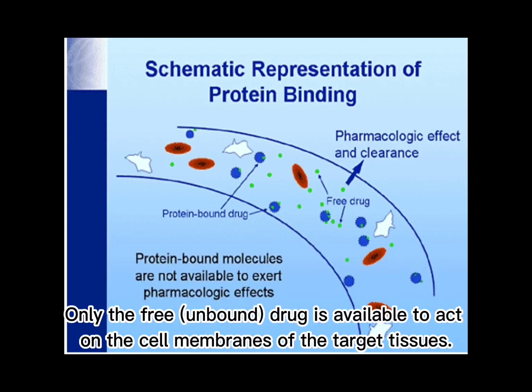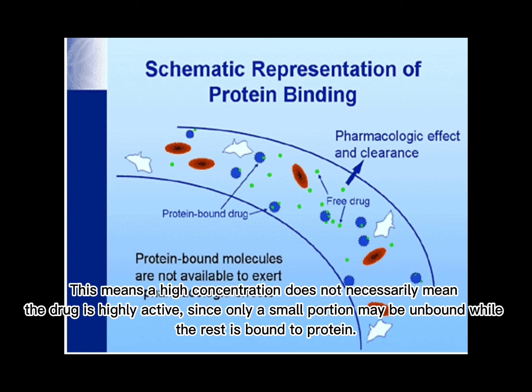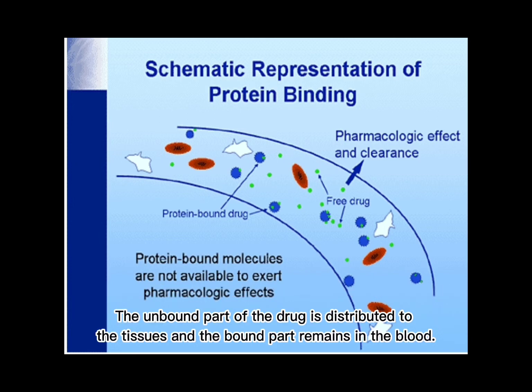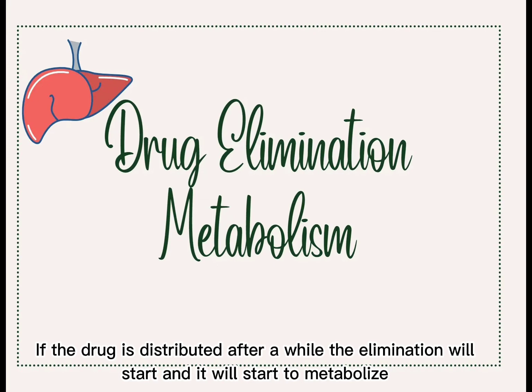Only the free, unbound drug is available to act on the cell membranes of the target tissues. This means a high concentration does not necessarily mean the drug is highly active, since only a small portion may be unbound while the rest is bound to protein. The unbound part of the drug is distributed to the tissues and the bound part remains in the blood. If the drug is distributed after a while, the elimination will start and it will start to metabolize.